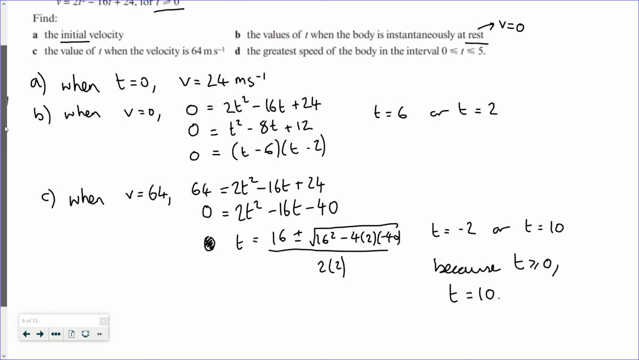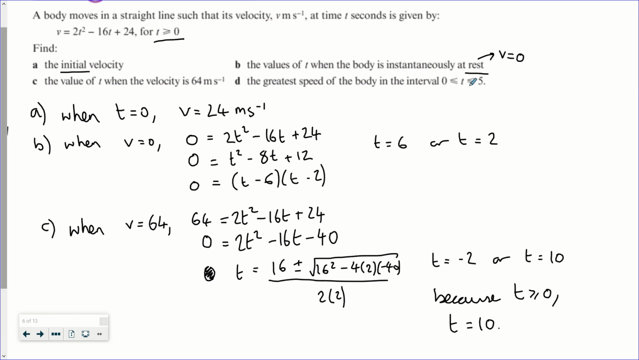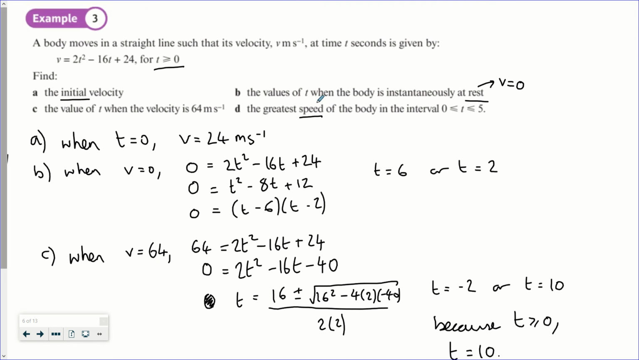In part D, we're asked for the greatest speed of the body in the interval 0 to 5. We've got to be a little bit careful with speed. Because remember, speed is always a positive number. So it's not necessarily the case that the greatest speed is going to be the greatest velocity. To see that, let's look at two different velocities, for example. If we had a velocity of 5 and another velocity of minus 10, then obviously the velocity of 5 is bigger because 5 is bigger than minus 10.